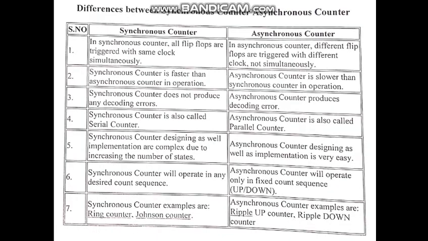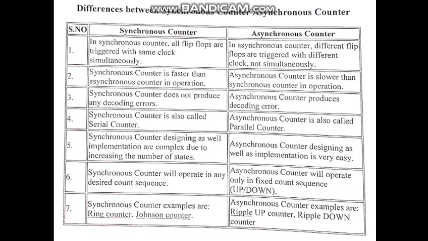Here you find some differences between synchronous counter and asynchronous counter. First, in a synchronous counter, all the flip-flops trigger with the same clock simultaneously, whereas in an asynchronous counter, the flip-flops are triggered by different clocks. Second, the synchronous counter is faster than the asynchronous one, which is slower. A synchronous counter does not produce any decoding error, whereas an asynchronous counter produces some decoding error. A synchronous counter is also called a serial counter, whereas an asynchronous counter is called a parallel counter.